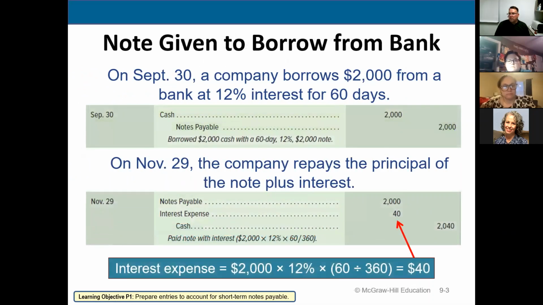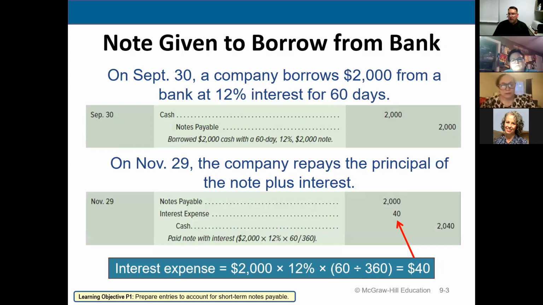Same idea here. A company borrows $2,000 from a bank. So cash goes up, notes payable goes up: a debit to cash, credit to notes payable. And then on November 29th, they repay the principal of the note plus interest. Again, you calculate the interest by saying there were 2 months at 12% times the principal: 2,000 times 12% times 60 divided by 360. And then we debit the note payable, we debit the interest expense, and we credit cash for the whole amount.